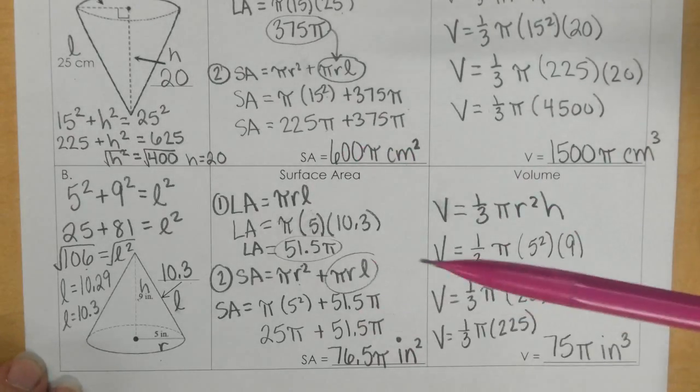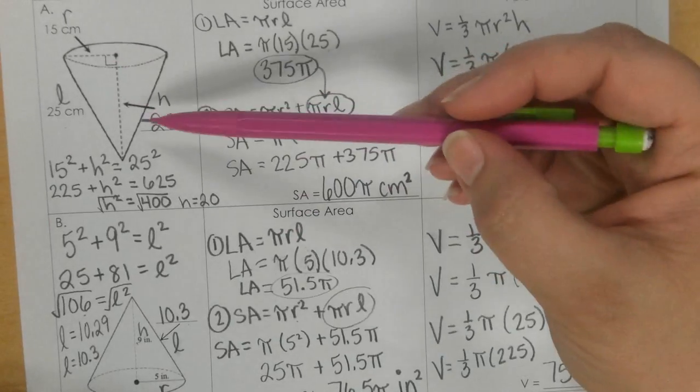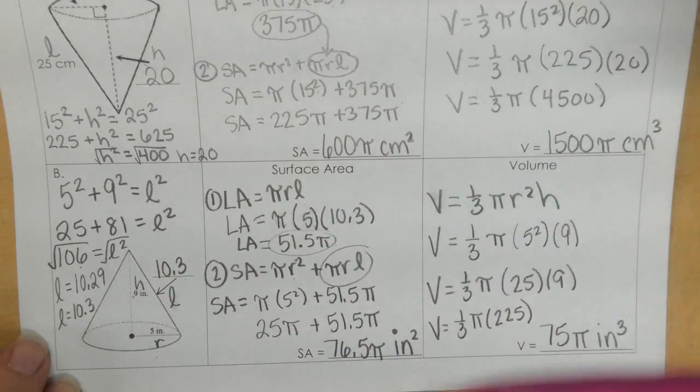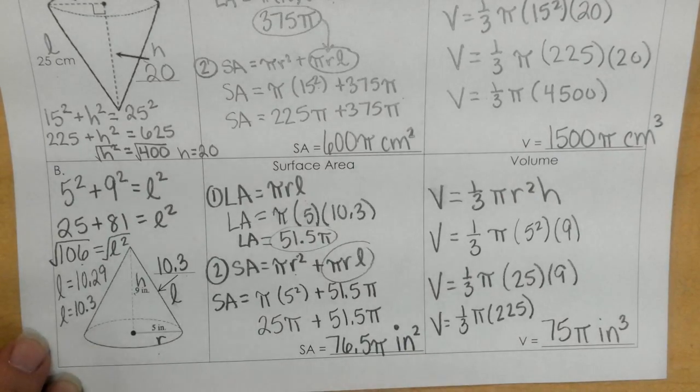I would say when you are working with cones, please make sure you label to see what you are given and what you need to find. So up here, you know, we had to find the height. Down here, we had to find the lateral area. You need to make sure you distinguish between the height and the slant height.